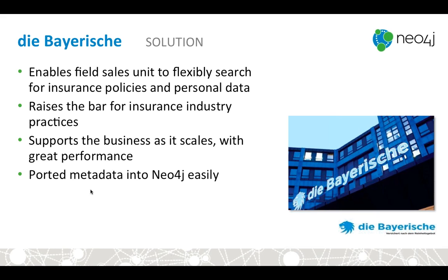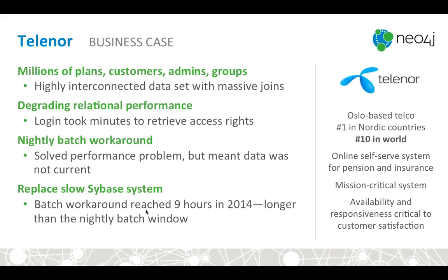And as their business is growing, the system is scaling very easily. They've been in production for a while now. They are running into no problems around scale or performance. They're able to add new data sets, new data points, new data types, evolve the model very easily, and they're really happy with it. As an added benefit, they were actually able to port their metadata into Neo4j really easily. That was a happy surprise for them.